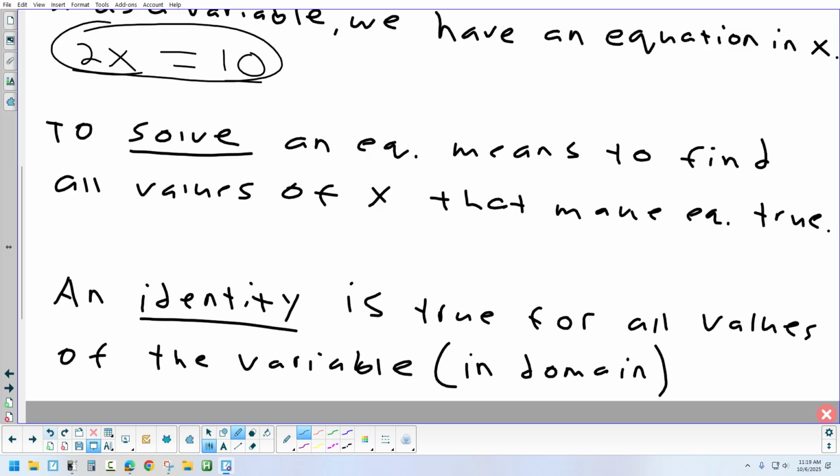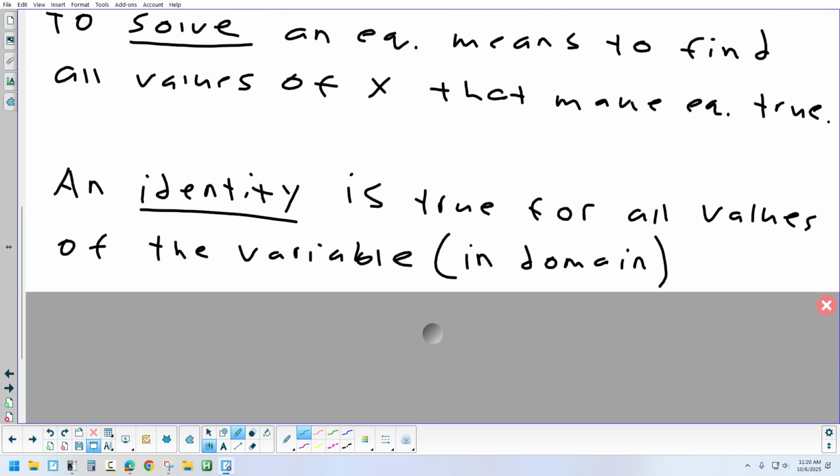Now there are some special equations. I said usually linear has one solution, but it is possible that we have an equation that's called an identity. With an identity, it is true all of the time. There's an infinite amount of solutions. So how could you get an identity?